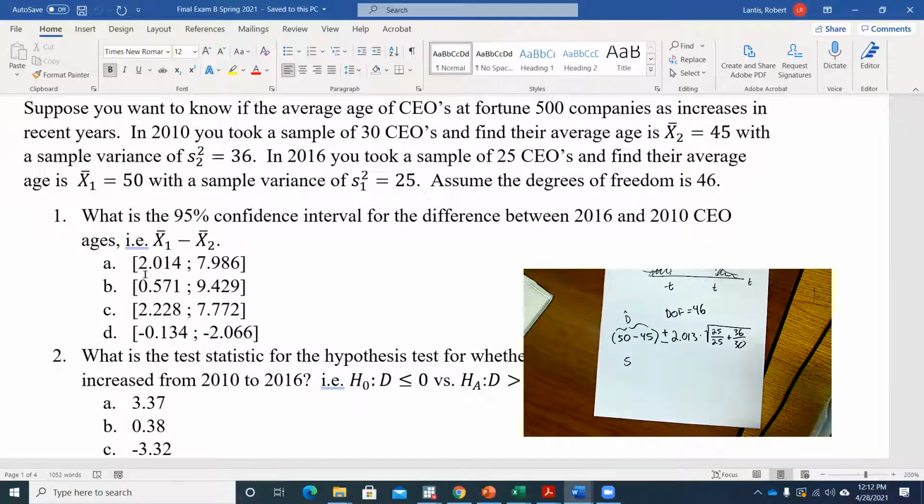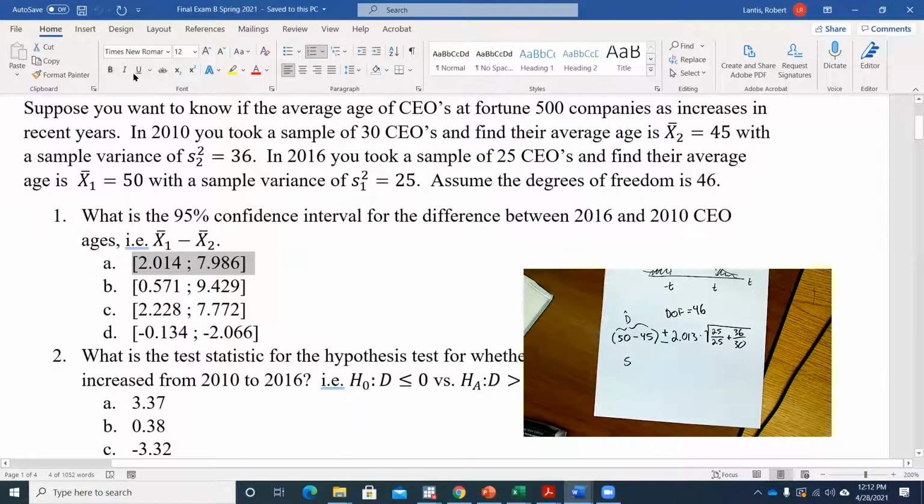So I'll work along with this today. Let's see, we end up getting 2.014. So if we do this computation, if we can get it entered into our calculator correctly, we should get A as our answer. Okay. Any questions about how to approach that one or anything that I said there? Okay. So we've got our confidence interval.